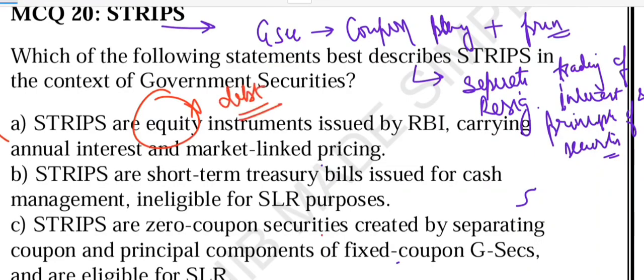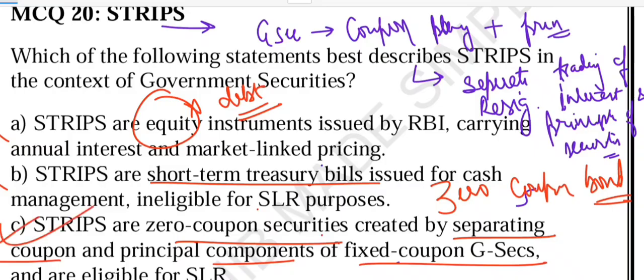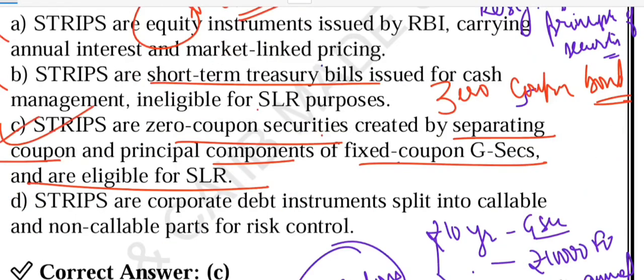First of all, Option B says short-term treasury bill. No, they are not short-term treasury bills, because as I told you, they are long-term zero coupon bonds. What about option C? Yes, this is correct. Zero coupon security created by separating coupon and principal component of fixed coupon G-Secs and are eligible for SLR. Yes, completely correct. Option D says corporate debt instrument.